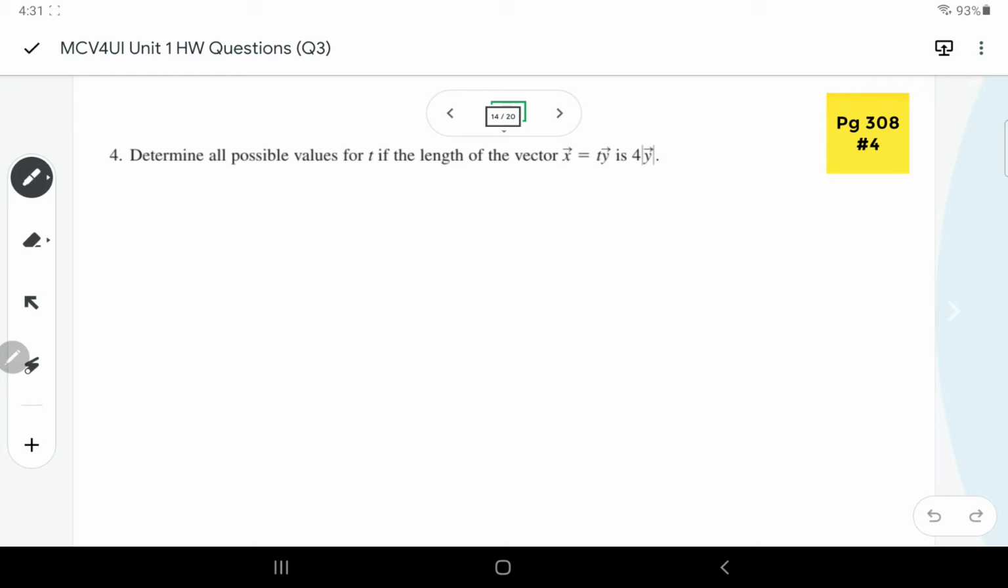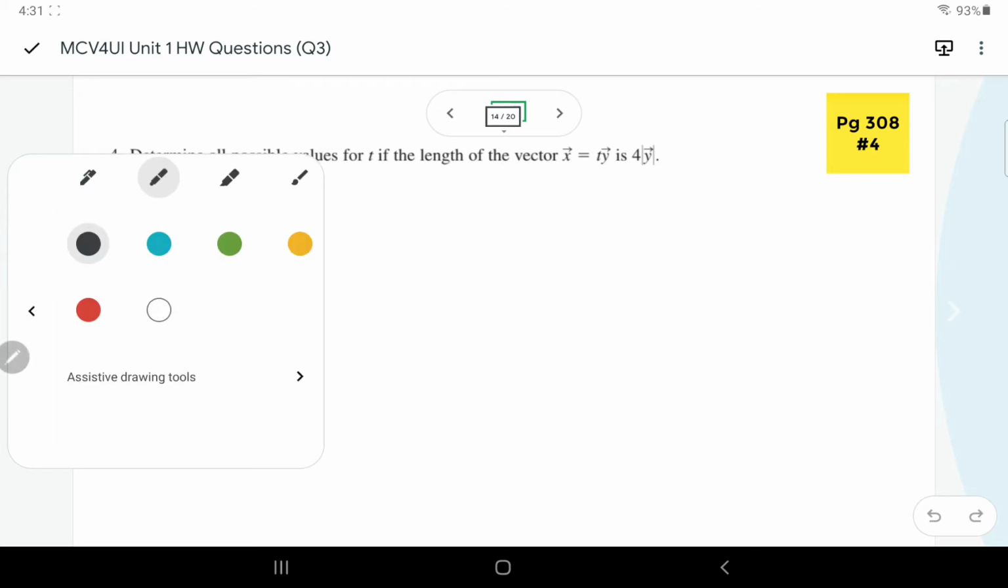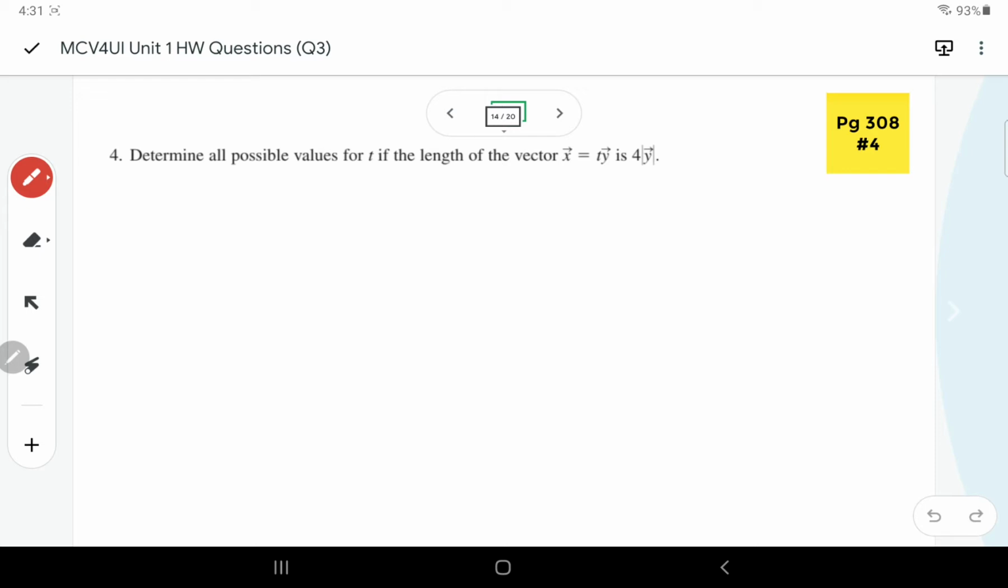The next one, determine all possible values for t if the vector x, which is t times vector y, is 4 times the magnitude of y. So basically, we have some scalar multiple of vector y. And I'm just going to show this visually. We have a scalar multiple of y that gives me vector x that's 4 times its magnitude. So we could have something like that, which gives vector x as 4 times vector y.